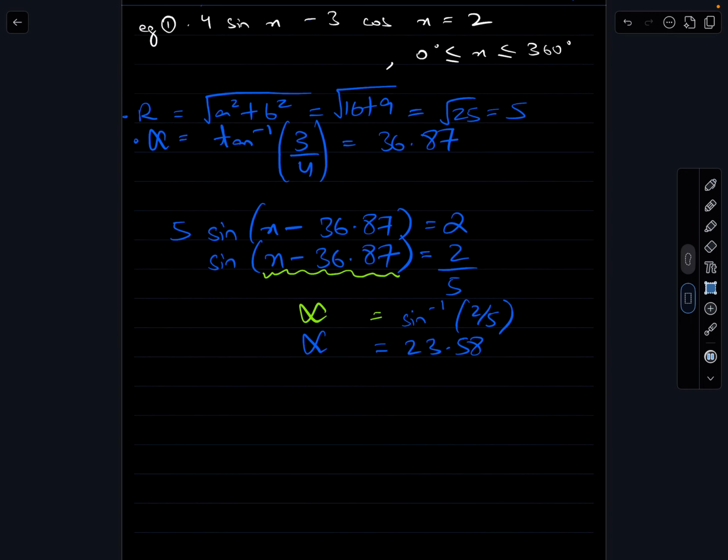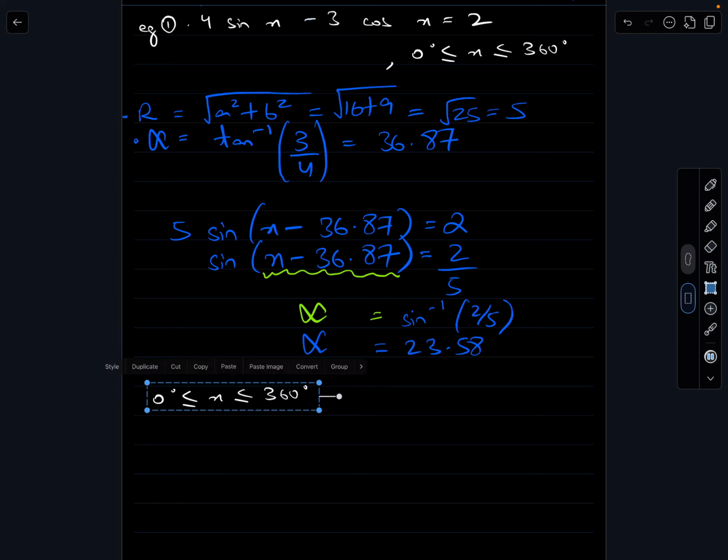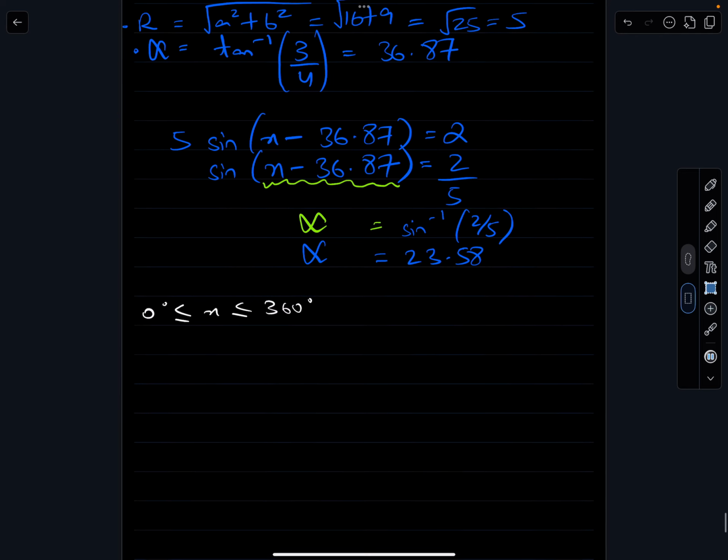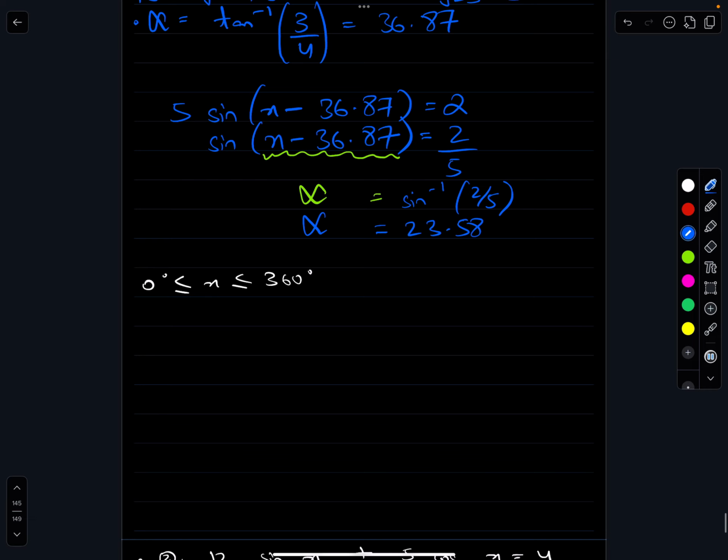I ignored it in this part, but you should never ignore it. I'll do it right now then. So this was the range given. I need to alter the range. I must alter the range, preferably as my first step in solving a trigonometric equation. So this is going to be 360 minus 36.87 and minus 36.87. So this is my range.